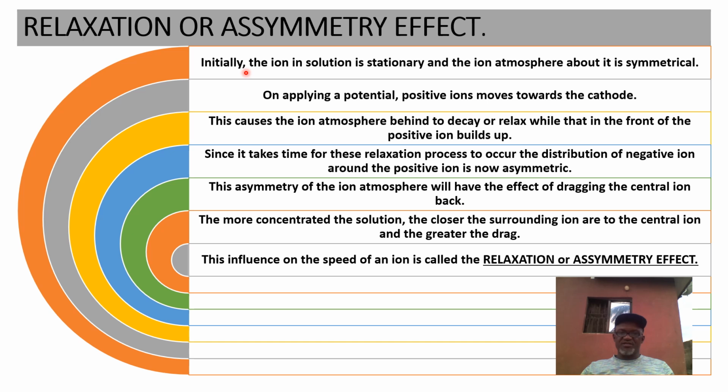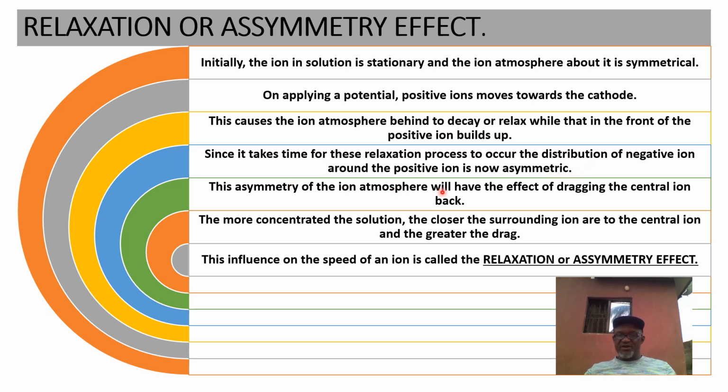Of course, if you look at this conductivity, initially the ion in solution is stationary and the ion atmosphere is symmetrical. When the ion is stationary, all the attracted opposite ions will be symmetrical. But when we apply a potential, positive ions move to the cathode, and negative ions move to the anode. Since it takes time for this relaxation, when the ion is moving, the atmosphere is no longer symmetrical. It will now drag that ion atmosphere with it.